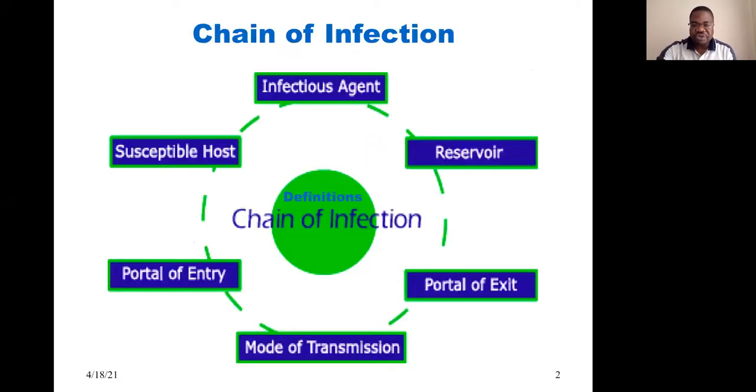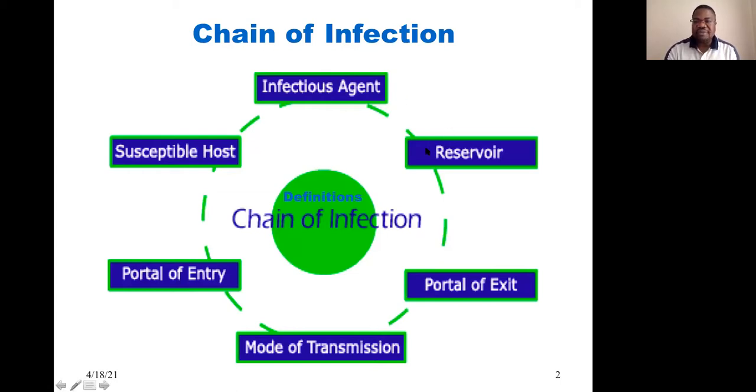So the chain of infection. The chain of infection involves six elements. The first one is that you need an infectious agent. If there is no infectious agent, a bacteria or a virus or a parasite or any microorganism, then the infection will not take place. So the first thing you need is a microbial agent that will cause an infection.